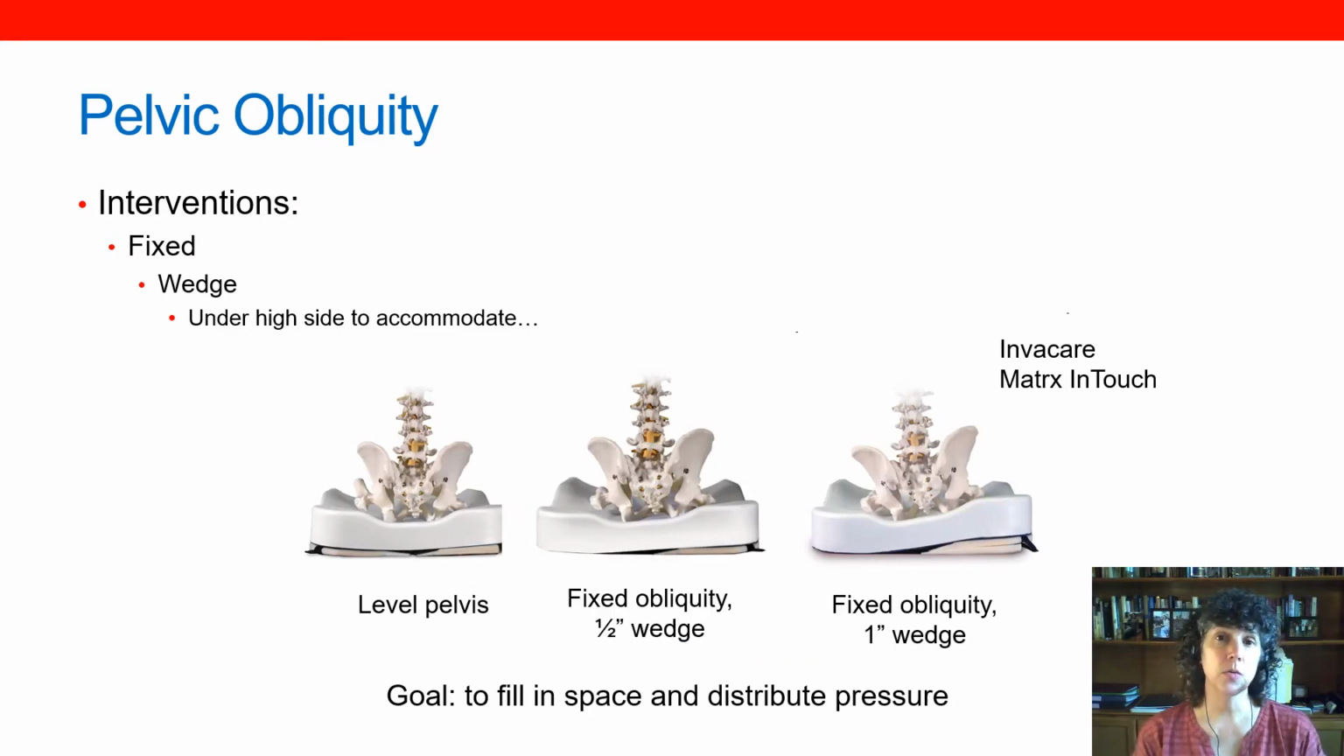But if the obliquity is fixed, I cannot reduce it. This is where it is. Then we wedge under the high side. We're not trying to move the pelvis at this point. We're just trying to better distribute pressure. So at this point, one of our gauges of whether or not we have appropriately filled in that space is a pressure map.